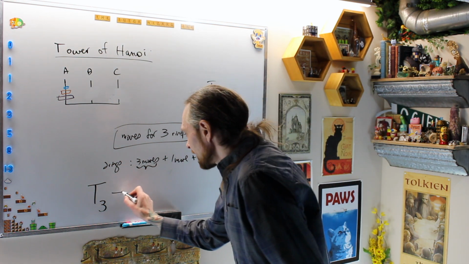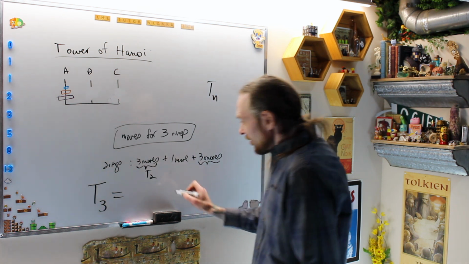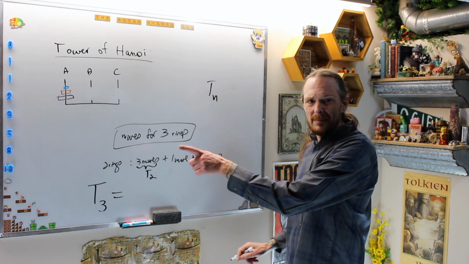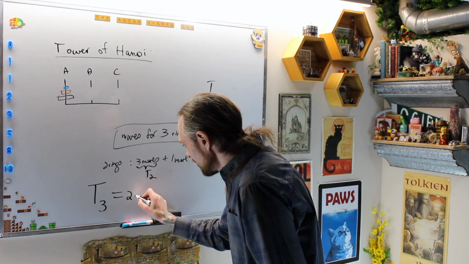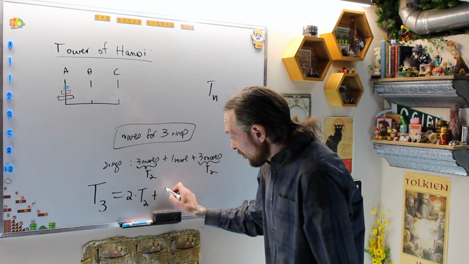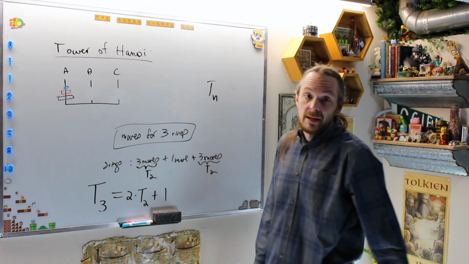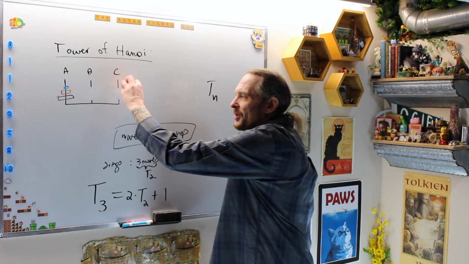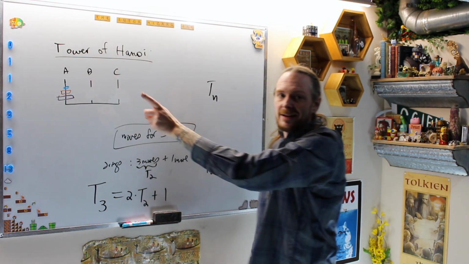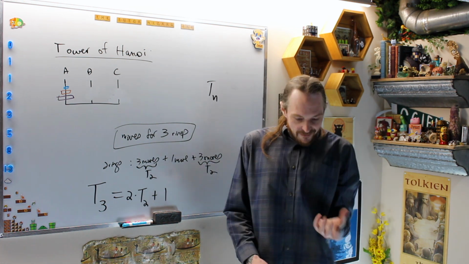T3 takes, well, this was a T2 solution, and there's 2 of them. And so we noticed that that was 2 times the number of moves it took to solve the 2 tower plus 1 move to move that ring over. And so what we're noticing is we solved the 2 puzzle, we moved the 3rd ring once, then we solved the 2 puzzle again. For the 4 puzzle, we have the 4 on the bottom.